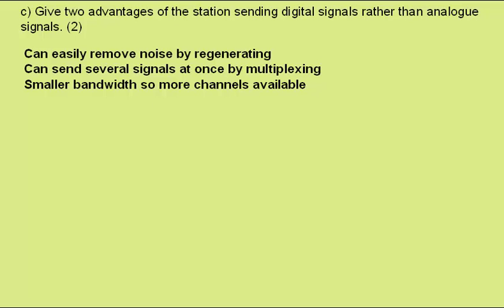We can also send several signals at once by using multiplexing with digital signals, and they have a smaller bandwidth, so it allows us to fit more channels into a particular bandwidth.